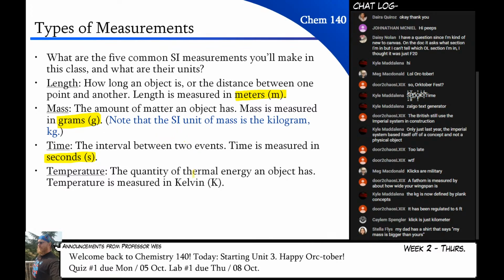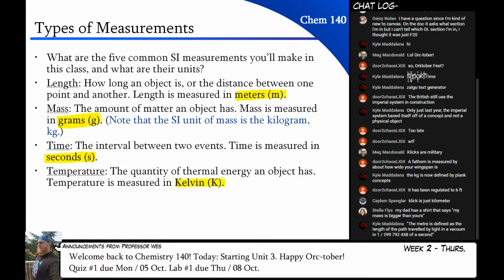Temperature is how fast an object is moving at the molecular level. We call that thermal energy. Thermal energy is just molecular vibration, translation, and rotation. We're going to measure temperature in Kelvin, and the reason that we use Kelvin is a very specific reason that has to do with how we define temperature, and we'll get to that later in the chapter that talks about temperature.